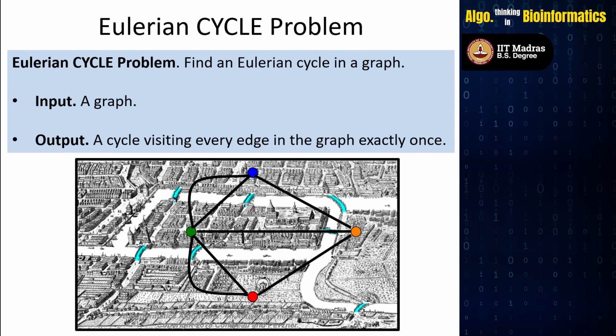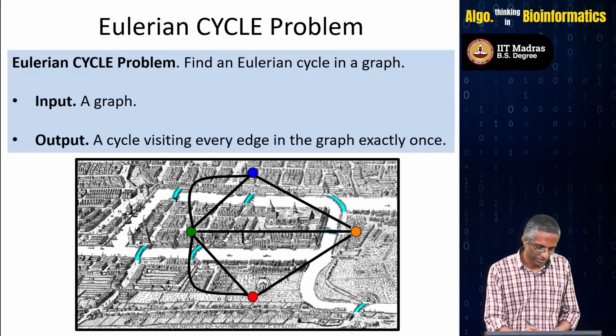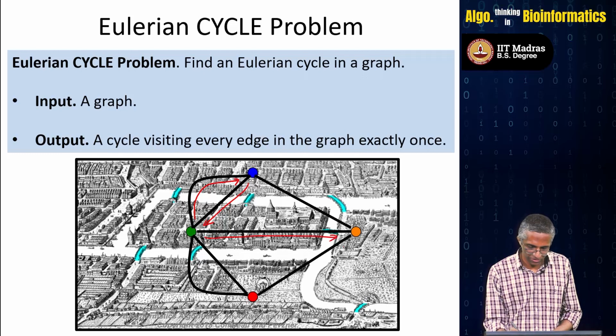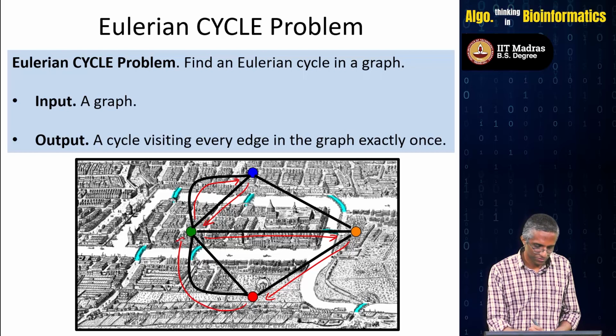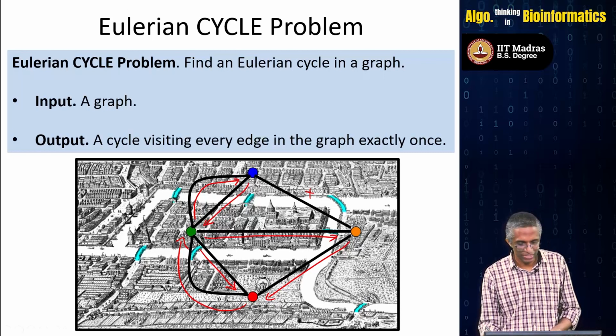You can visit nodes more than once, but every edge you have to visit exactly once. So far I can see that you're trying, but maybe not a solution yet. Let me also try. So maybe I'll start from here. I'll go to here. I'll go here. Then I will go here. I'll go here. I'll go here. But I'm stuck here. This edge is not being covered, right?